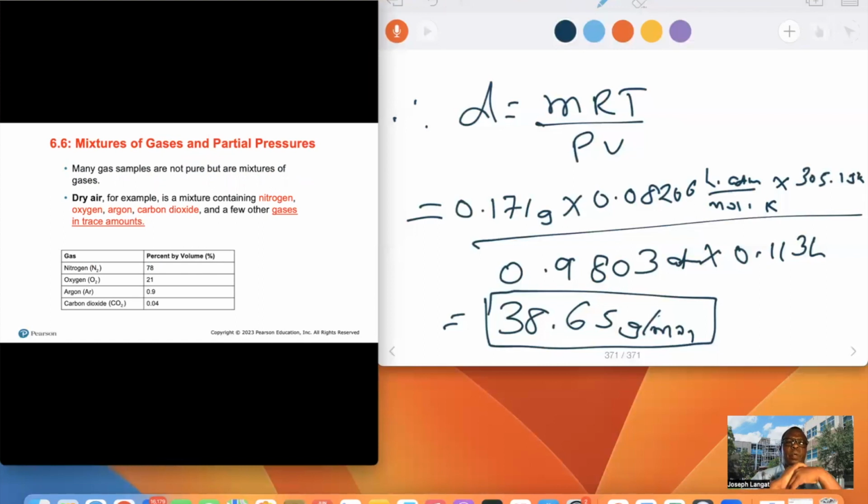All right, we have looked at how to use the ideal gas equation to find the volume and the density. You should be able to determine those identities, the molar mass, the density, and the molar volume of a gas at STP using the ideal gas equation. Let's shift gears to something else.